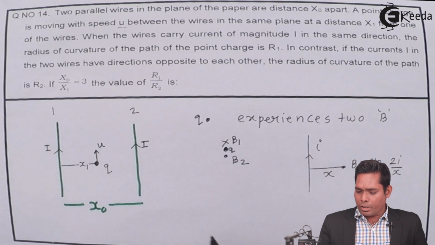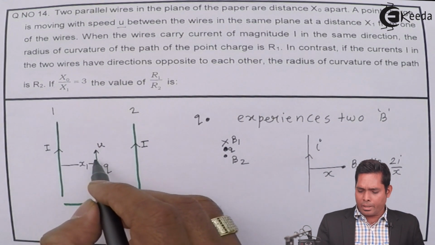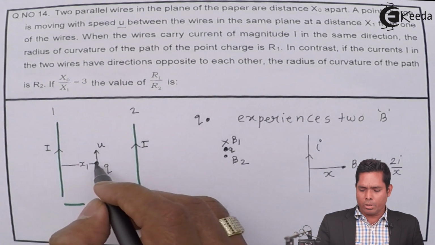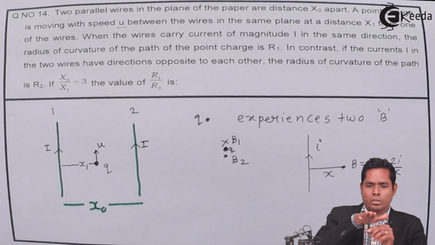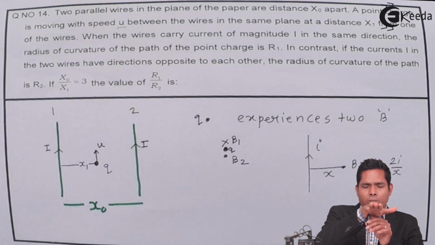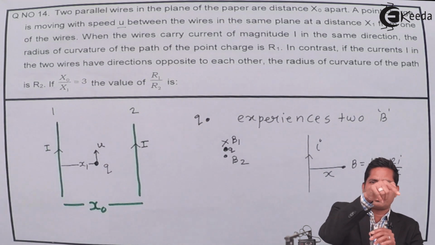But whatever, if B1 is greater, the net magnetic field is into the page, and the charge is moving in this direction. We'll apply q v cross B. q is a positive charge, velocity is in this direction. So if the net B is downward, then the force will be towards the left. So the charge will move towards the first wire.